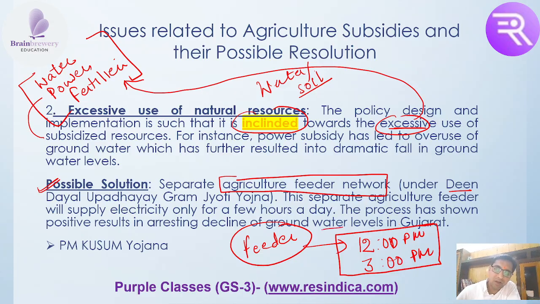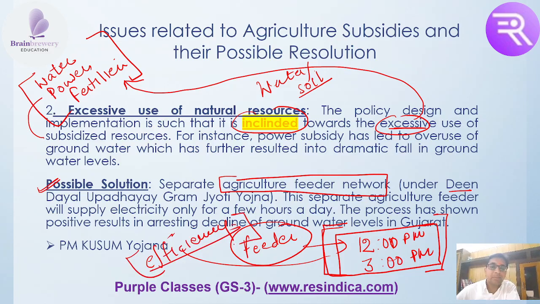In these 3 hours you can utilize it, but if the feeder was not separate, then they would keep on continuing. When the power comes, they start running the water. So this limits their time, improves the efficiency of using the water, and makes them disciplined in their work. Otherwise, it will result in declining groundwater, which we have already seen in Gujarat and Bangalore.